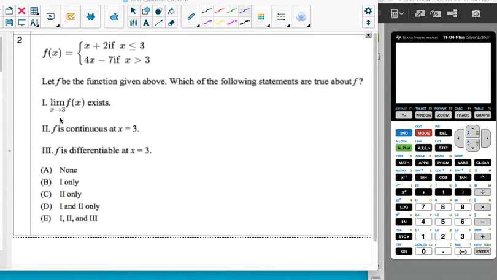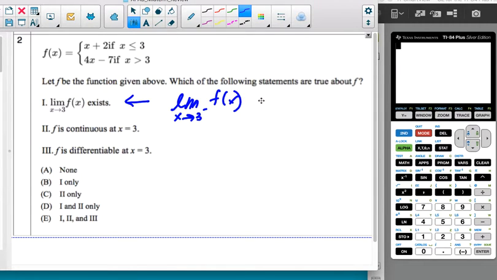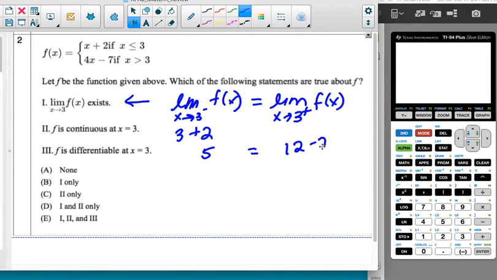Okay, so the limit as x approaches 3 of f of x exists. Well, this would be true if the left-sided limit equals the right-sided limit, right? And this is multiple choice, so to be fair, you really don't have to do as much of the actual work, but that's what this would mean. The way I find the left-sided limit is by plugging into the values to the left, so this is a 3 plus 2, which would be a 5. And the right side would be a 12 minus 7, which is also a 5. So yay, that's true. So the limit does exist.